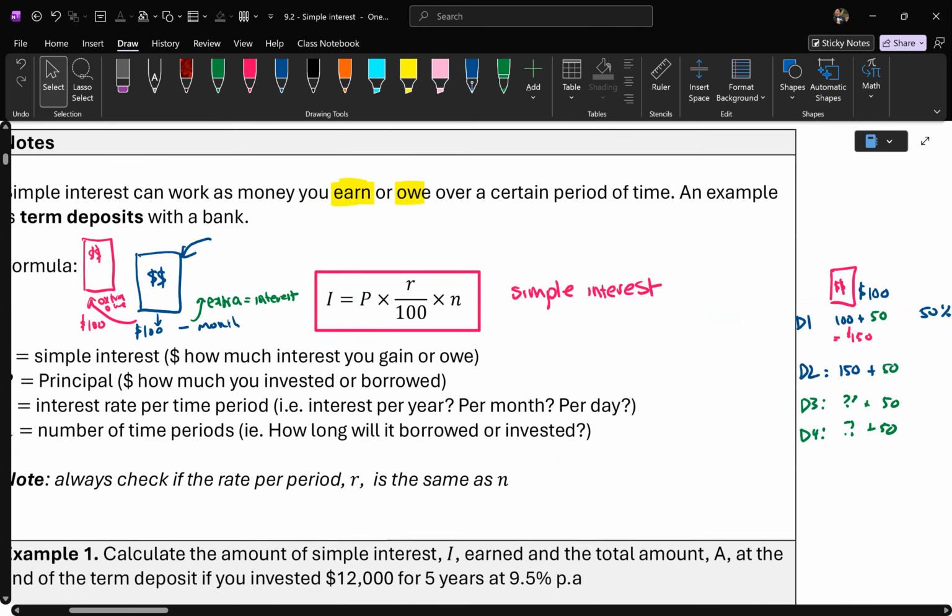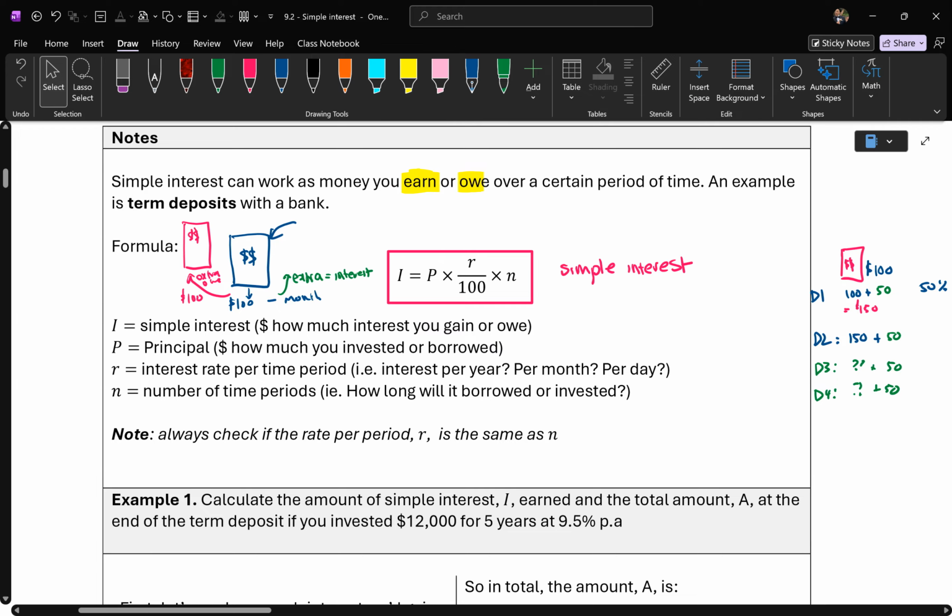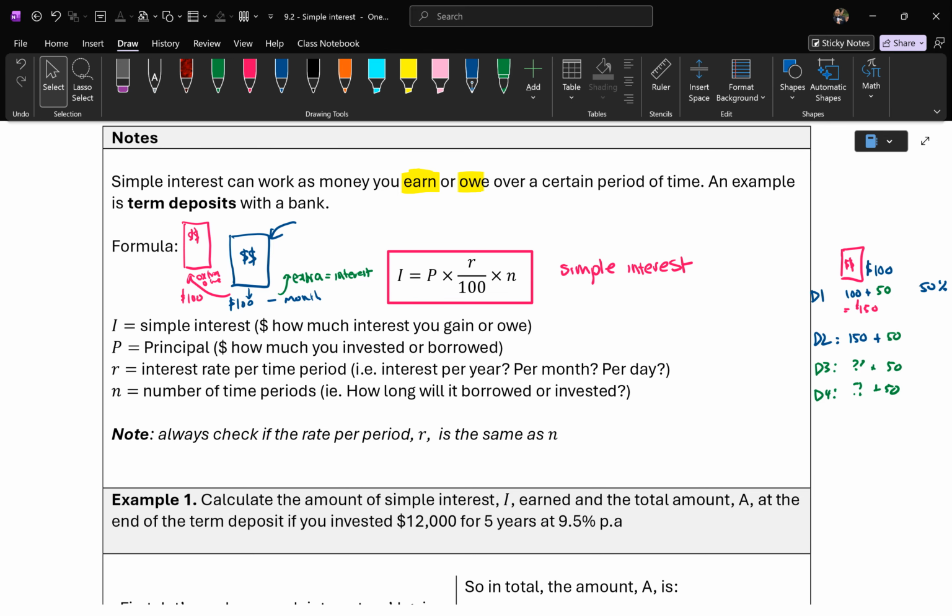Okay? All right, so that's what this formula is actually doing, is just simply taking what did you put in, what percentage. So mine was 50% just now. So put in the amount 100, 50% of it, for how long. That's why it works. So simple interest is based on that idea. Okay, so this is how long. This is how much did you put in. And this is your percentage rate. So I said 50% just now.